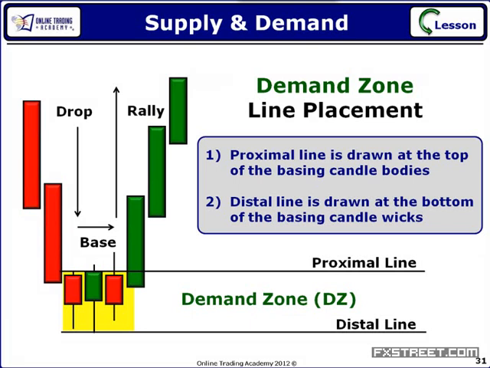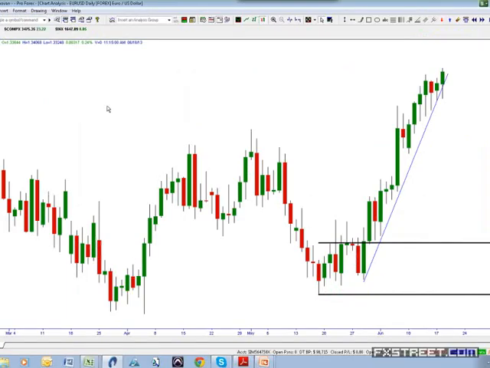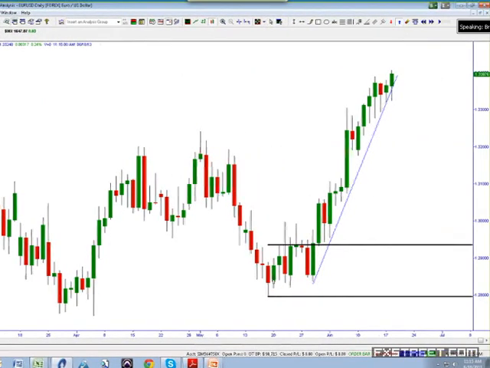So whatever the lowest low is, that's what I'm going to be drawing for my distal line in my area of demand. The proximal line, as I mentioned, is going to go across the top of the bodies of the basing candles. So going back to my example that I just had, that's why the lines were drawn exactly where they were. I draw across the bottom of the wicks, that was the low, and the top of the basing candles before we started to move to the upside. So this is my demand zone.